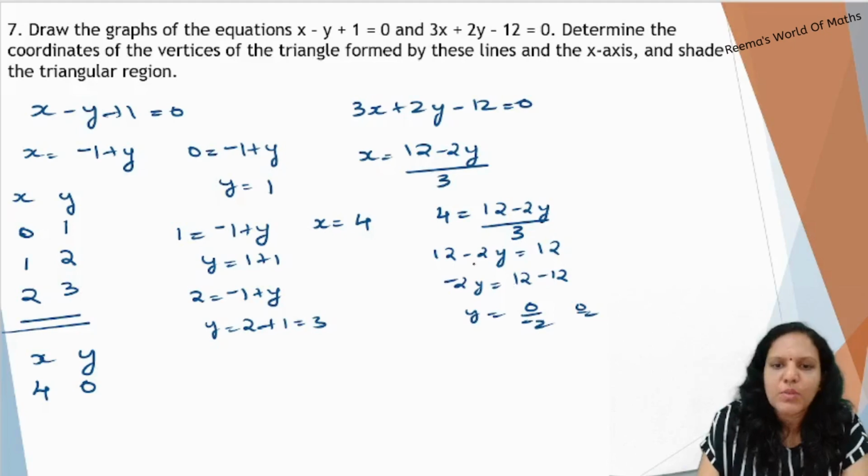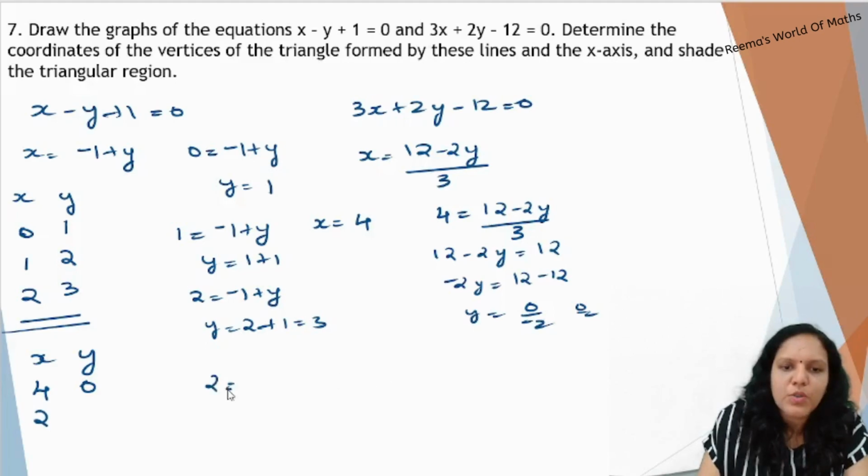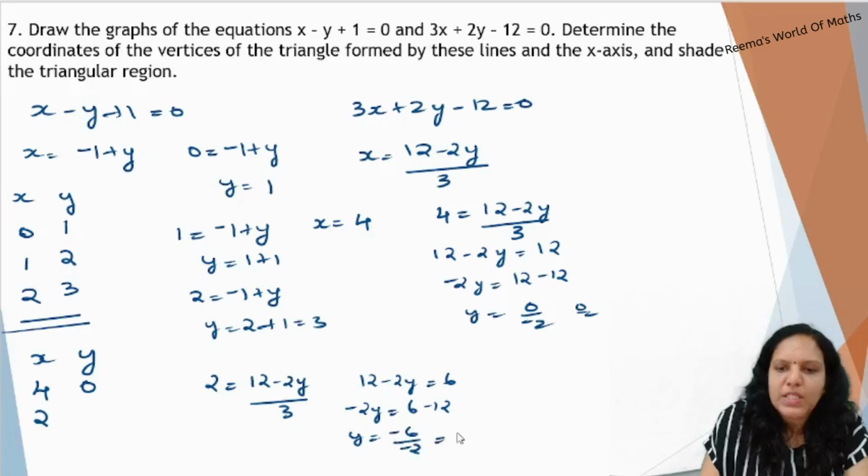Now, let's assume the value of x to be 2. Let's take the value of x as 2. Then replacing that, 2 equals (12 minus 2y) by 3, which is 12 minus 2y equals 6, minus 2y equals 6 minus 12, y equals minus 6 by minus 2, y is equal to 3. So, we got y as 3.